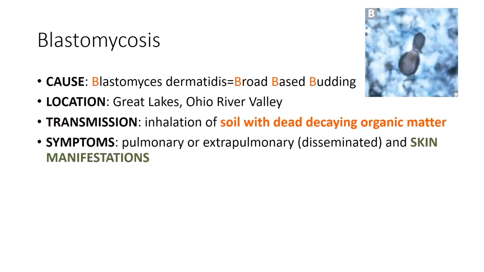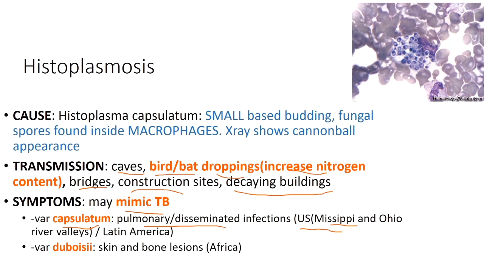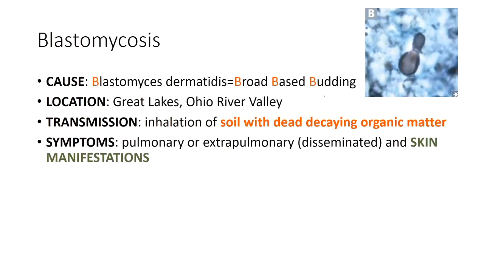Blastomycosis is another one. This is your Blastomyces dermatitidis, and this is broad-base budding as opposed to the small-base budding of histoplasma. So we can have this guy up here. You can see him budding off, and this is very broad. So this is the space here, a very broad distance where he's budding. This is found in your Great Lakes and Ohio River Valley as well.